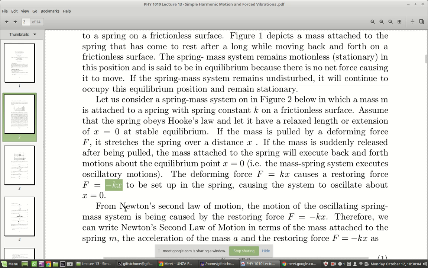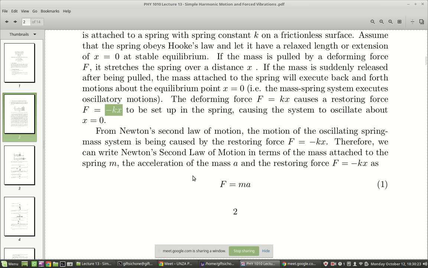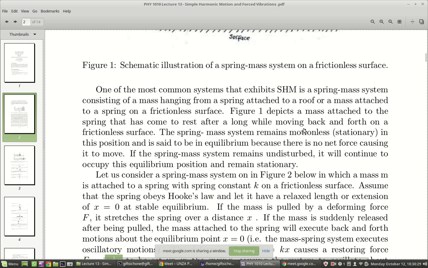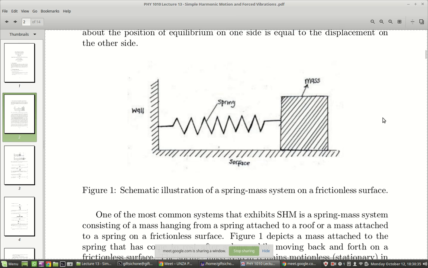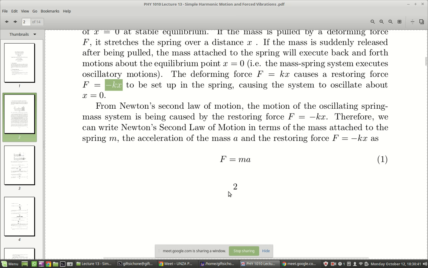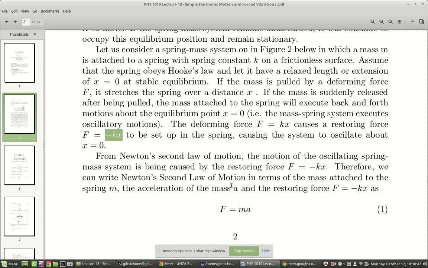When you let go, after you pull the mass to one side, or you compress the spring, you push the mass to one side. Then you let go. Your pushing force or your pulling force stops existing. By you pulling the mass, you end up stretching the spring. When you stretch the spring, the pulling force exists. When you let go, the pulling force disappears because you're no longer pulling, you're no longer stretching.